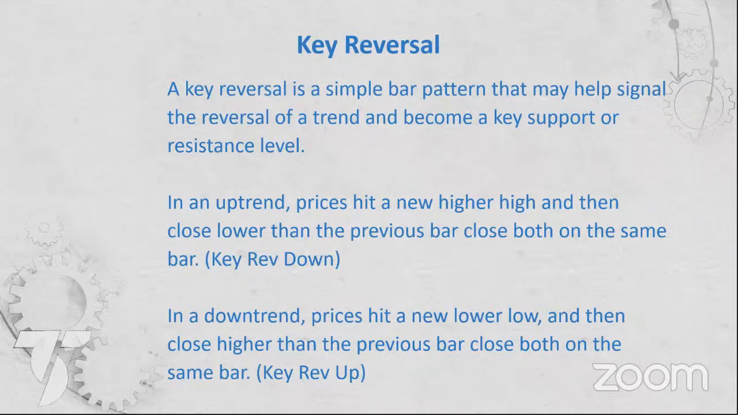And I typically look for higher highs that have been the highest high for the last 8 bars, 13 bars, 21 bars, something like that, so that it is a significant higher high. And that's a key reversal down. So in a downtrend, as prices hit new lower lows, when we get a bar where the close is higher than the previous close on the same bar, that's a key reversal up. Same concept. I'm looking for significant lows, the lowest low of 8 bars, 13 bars, 21 bars, something like that. We can test all of those scenarios to see which one performs the best.